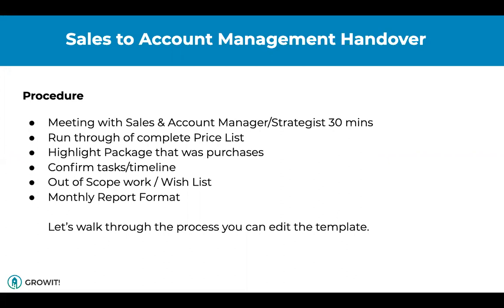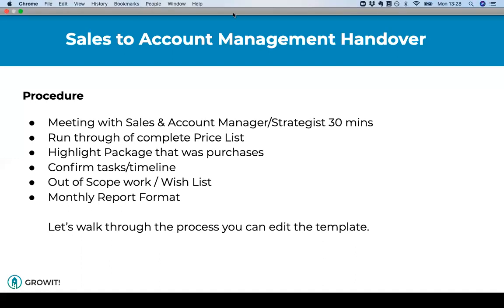You're going to run through the proposal of what was actually talked about, and then a complete price list as well of everything that's available. Highlight the package that was purchased, confirm tasks and the timeline, look at an out of scope and wish list, and then look at a monthly report. So let's actually walk through this process step by step in the template.